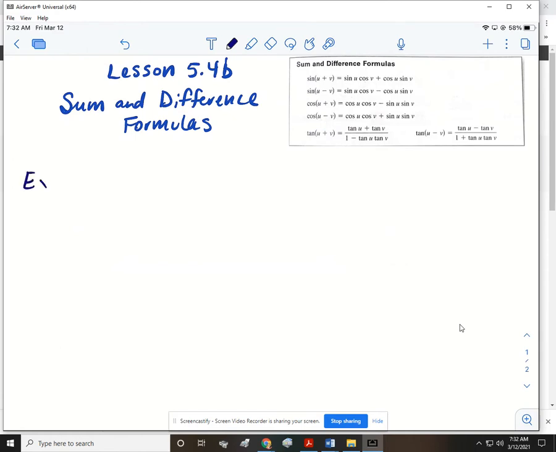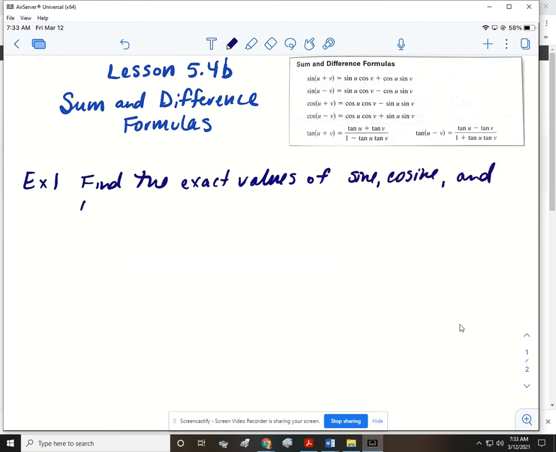So for example 1, we're going to find the exact values of the sine, cosine, and tangent of 75 degrees.